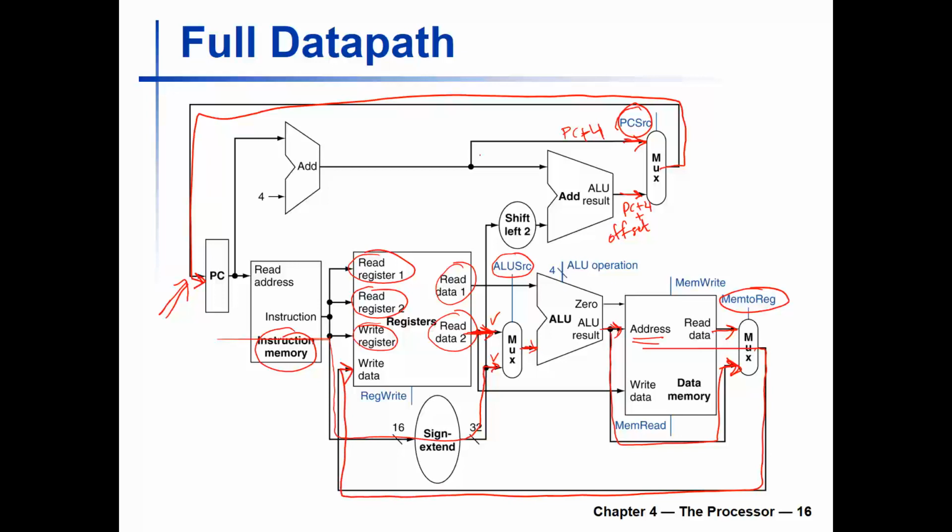The mem write is active when I save data to the memory. Mem read is active when I load data from memory. ALU operation tells the ALU what to do. And reg write is active whenever I save data to the register file. This is my full data path.